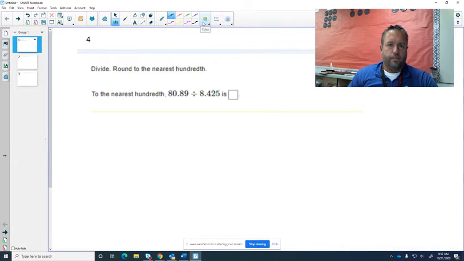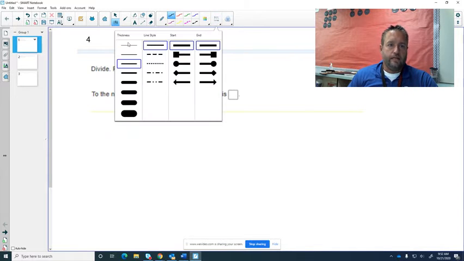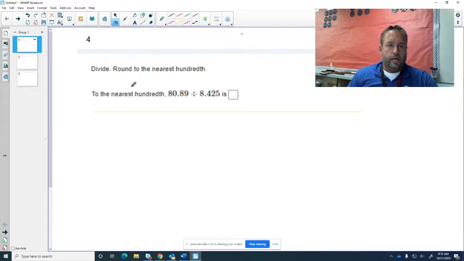Okay, this homework problem is from the 2.7 homework, question number 4. It says divide, round to the nearest hundredth. The dividend is 80 and 89 hundredths. The divisor is 8 and 425 thousandths. We also have to round to the nearest hundredth when we're all done.